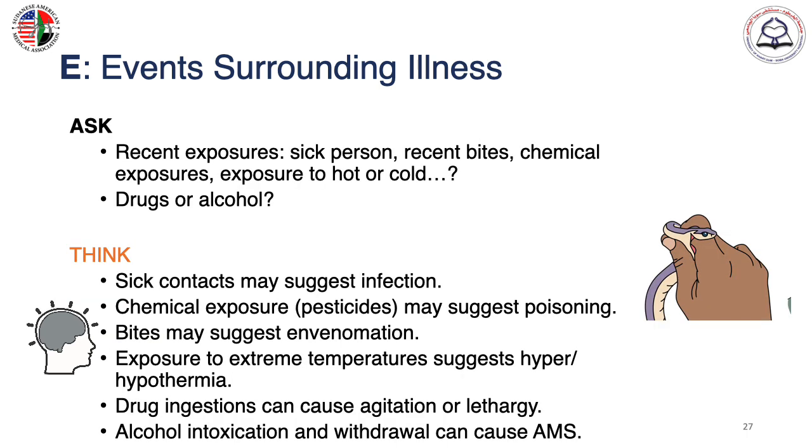Recent exposure to a sick person, insect bite, or chemical exposure, or drug or alcohol. Sick contact can suggest infection, chemical exposure, pesticide can suggest poisoning, bite and envenomation. Exposure to extreme temperature can lead to heat stroke. Drug ingestion can lead to agitation, lethargy. Alcohol intoxication and withdrawal also can be a factor.